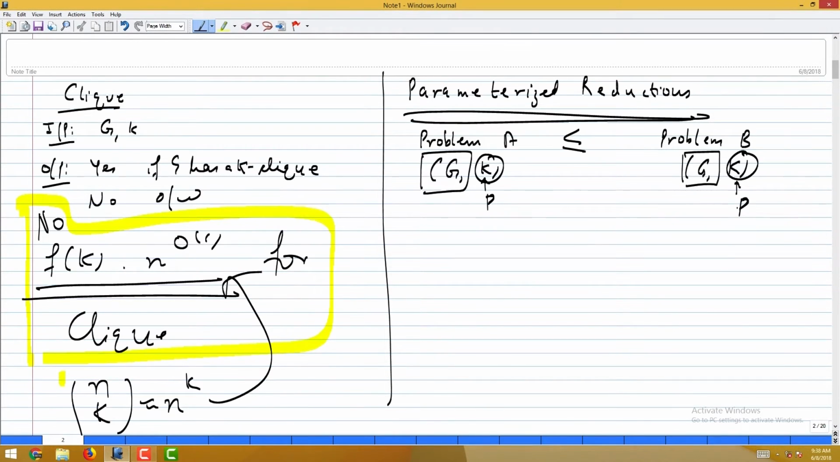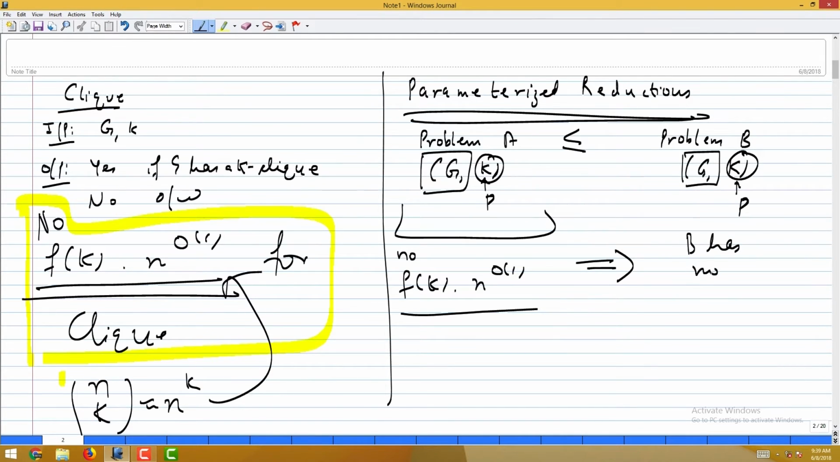Let's assume we are only looking at problems parameterized by the solution size. So if it's vertex cover, we are looking for a vertex cover of size at most k and an algorithm of the form f of k into polynomial in n, something like that. Okay. So what is a parameterized reduction? Let's see what I want from the reduction. I want to say the following. Suppose I know that A has no f of k into polynomial in n algorithm. From there, I want to conclude that B has no f of k into polynomial in n algorithm. Right? This is what I want to do.